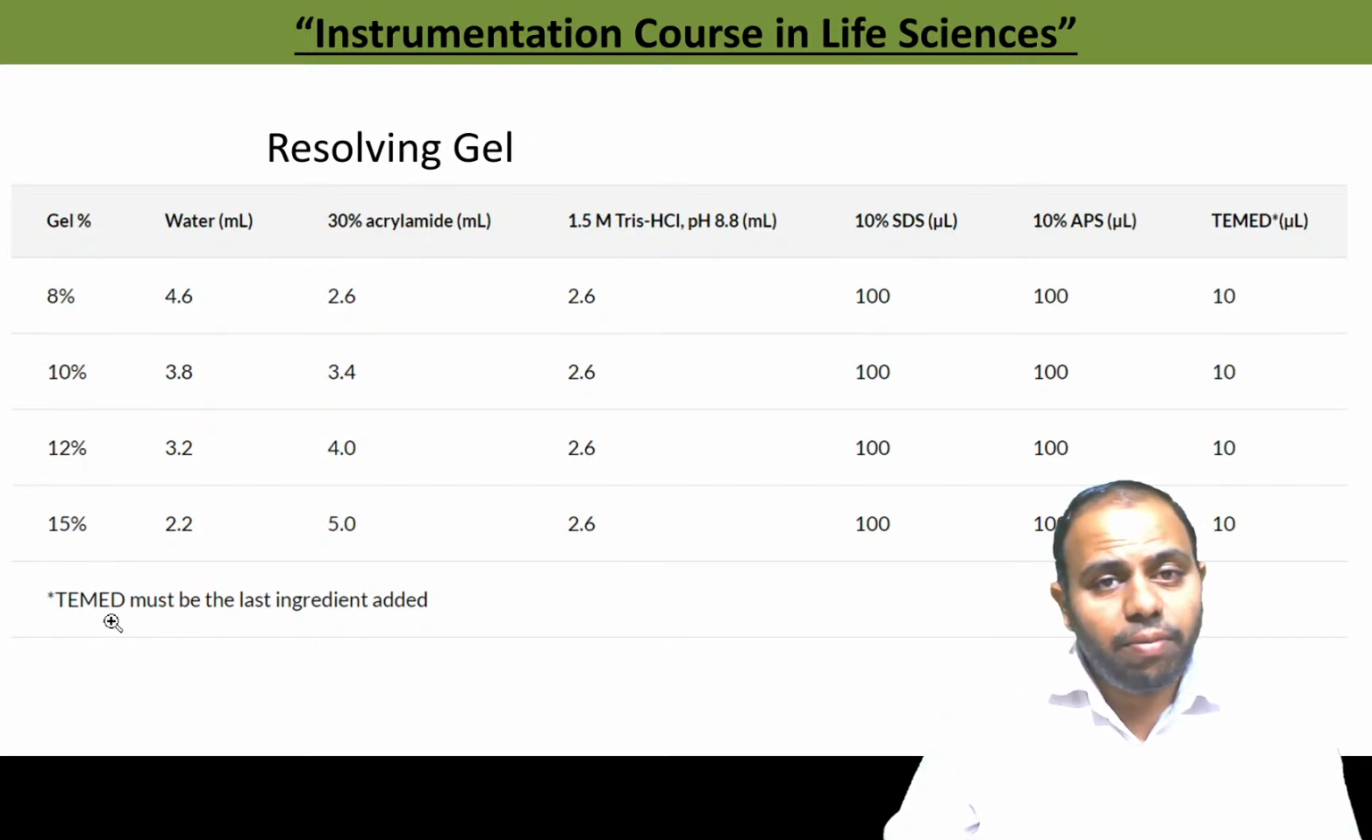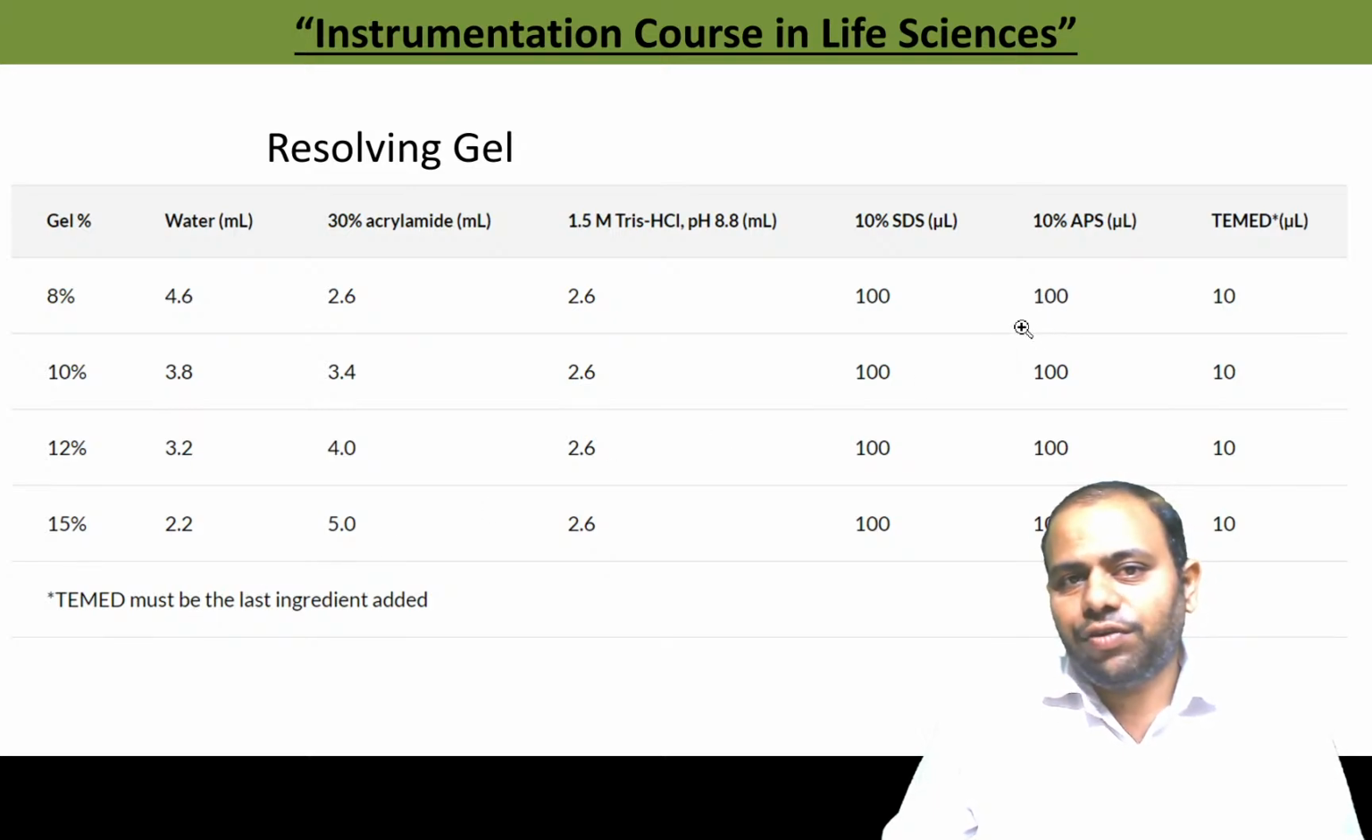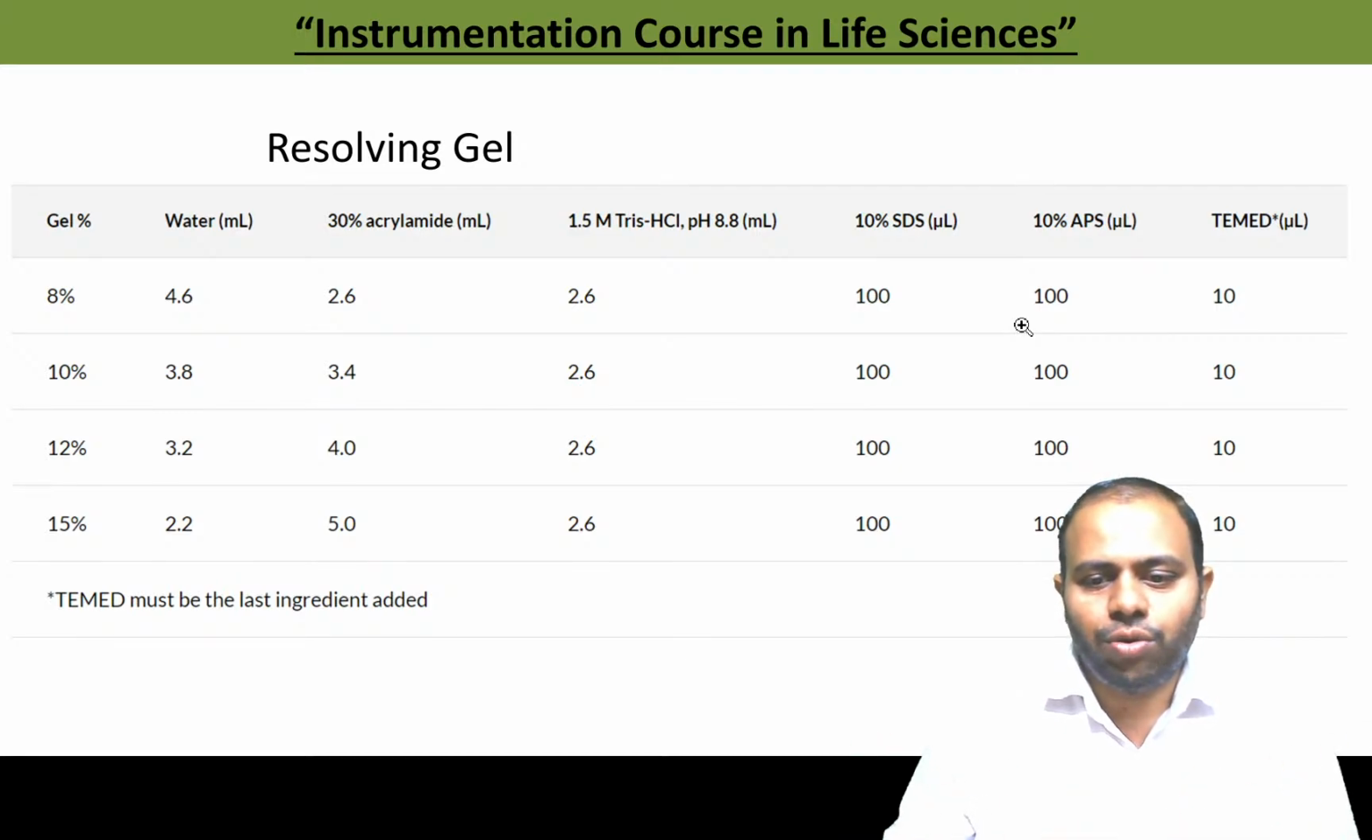Okay, but remember, TEMED and APS have to be added last. APS provides a free radical that is used for polymerization of acrylamide and bisacrylamide. TEMED makes this process faster. So remember, as soon as you add 10% APS and TEMED, the gel starts polymerizing.